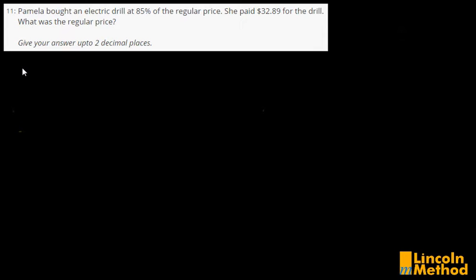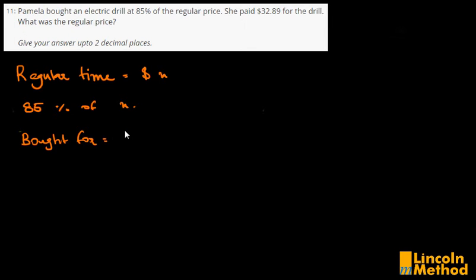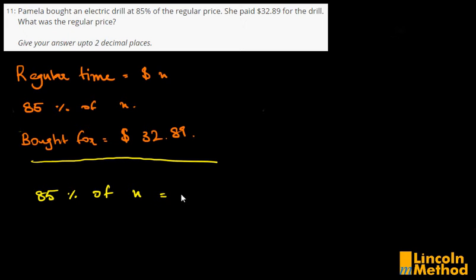So she bought this drill that was on sale for 85% of its regular price. We don't know what the regular price is, and for the time being we're going to assume that the regular price was X dollars. She bought it for 85% of X, and the amount that she bought it for is $32.89. Now if I compile all this data in the form of an equation, what I should get is 85% of X is the amount that she paid, and that amount in dollars comes out to be 32.89.